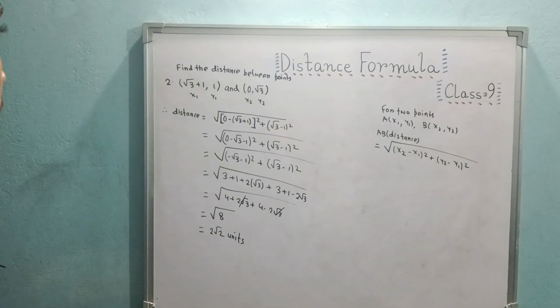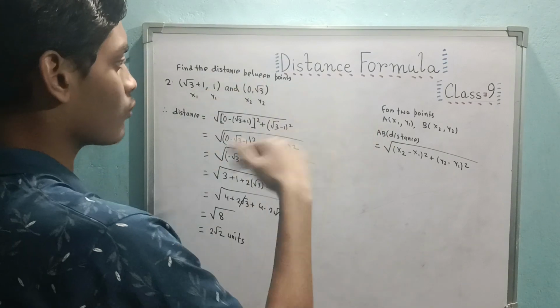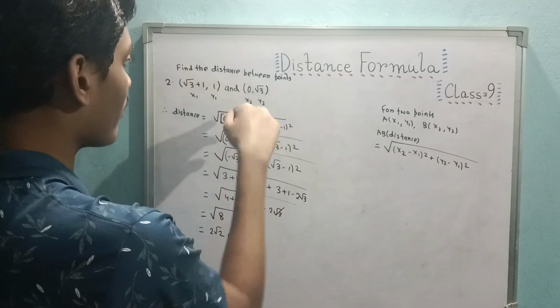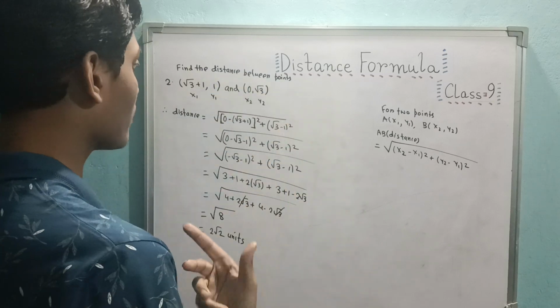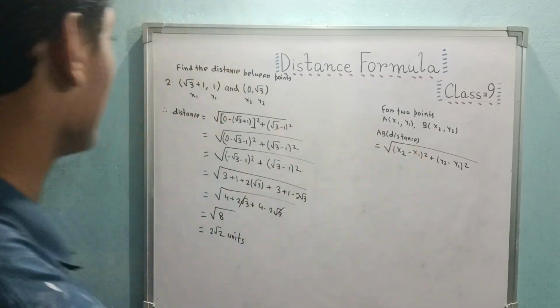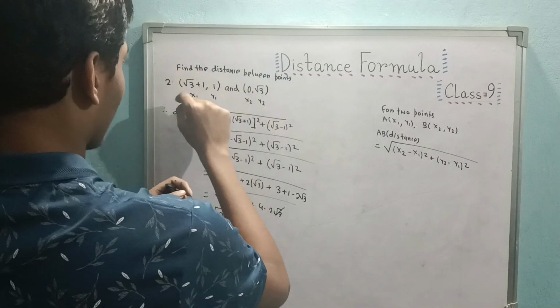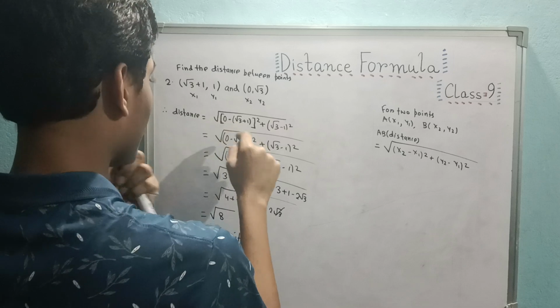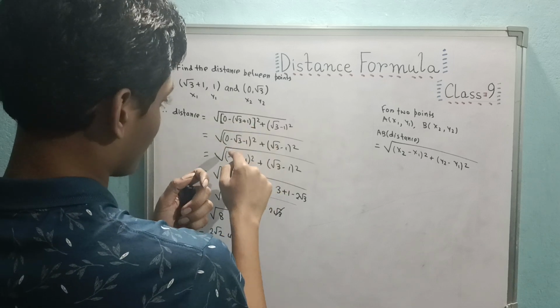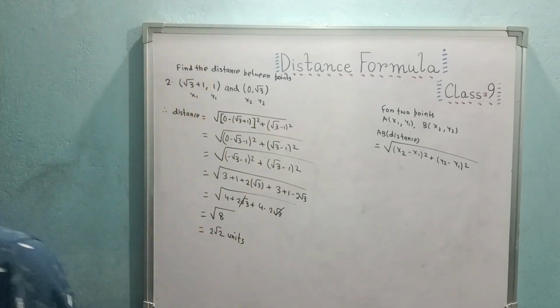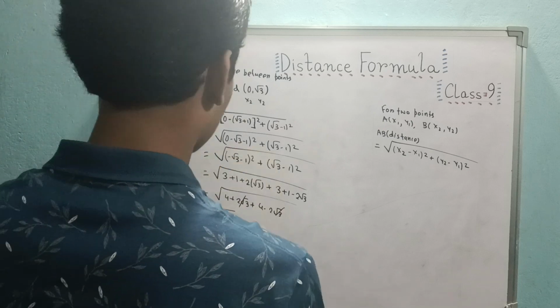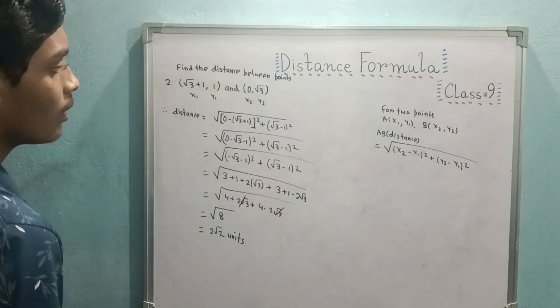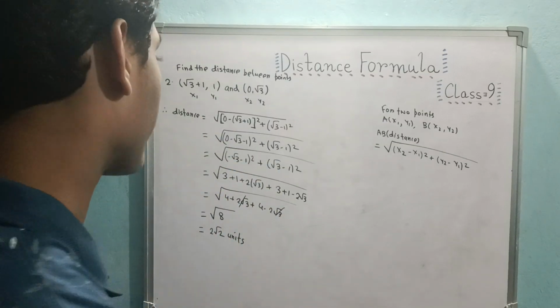So again, easy. Just see, comparing with x1, y1, x2, y2, put the values in the equation or formula. Then be careful. x2 minus x1, so root 3 plus 1 is a compound term, so put it within brackets. Then see, when you open up the brackets, the sign changes. Be careful with that. And then here also, then do the square. 0 minus 1 is minus 1, and root 3 minus 1 whole square.